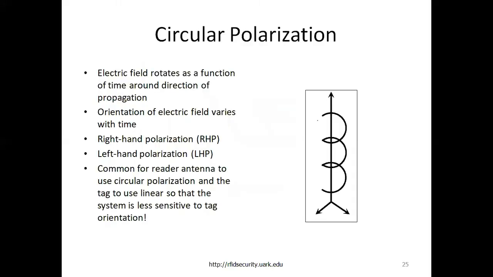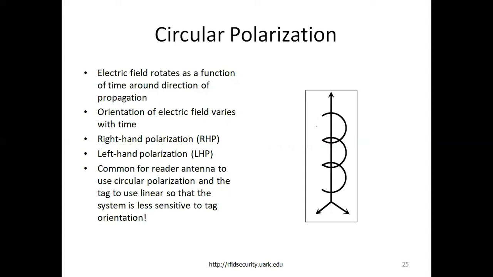And here is circular polarization, where the electric field rotates as a function of time around the direction of propagation. The orientation of the electric field varies with time, and we also have two other types, right hand polarization and left hand polarization. Common reader antennas use circular polarization and the tag uses linear, so that the system is less sensitive to tag orientation.